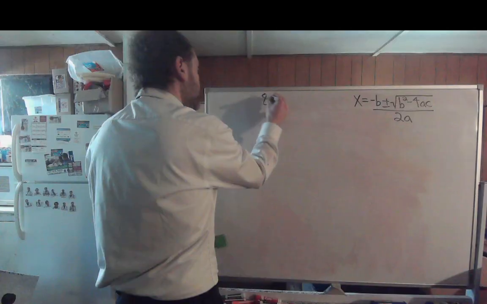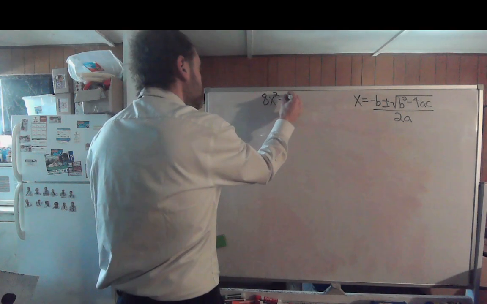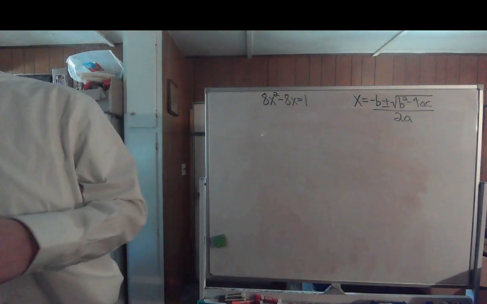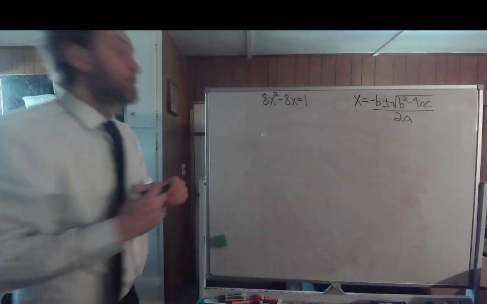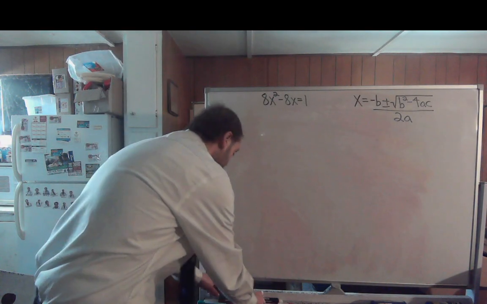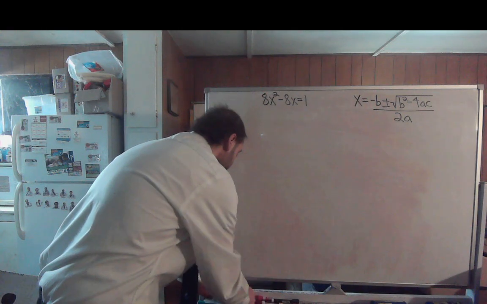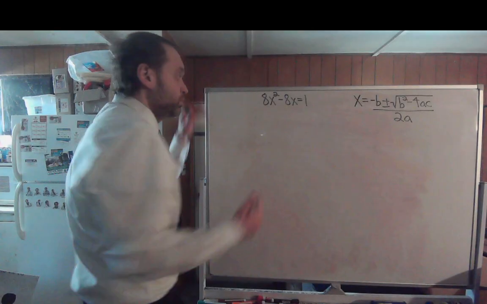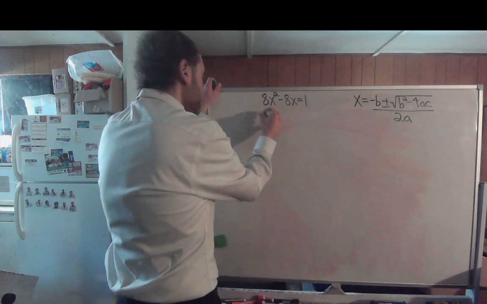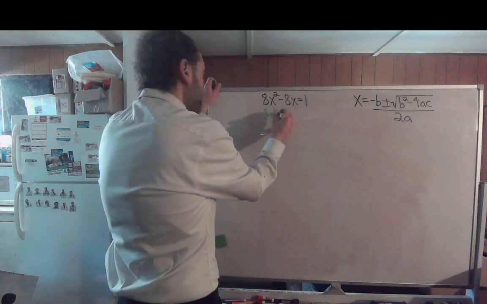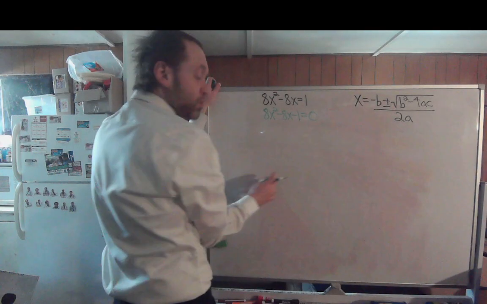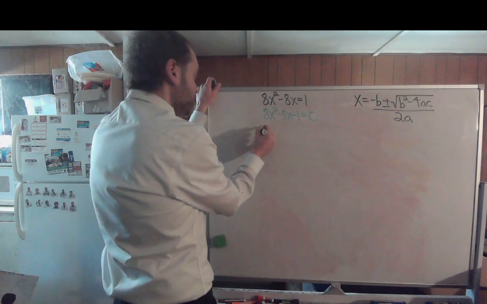We have 8x squared minus 8x is equal to 1. So 8x squared minus 8x equals 1. Well, you definitely want the right side to equal 0, so subtract 1 from both sides. You would end up with 8x squared minus 8x minus 1 is equal to 0. Now apply the quadratic formula.